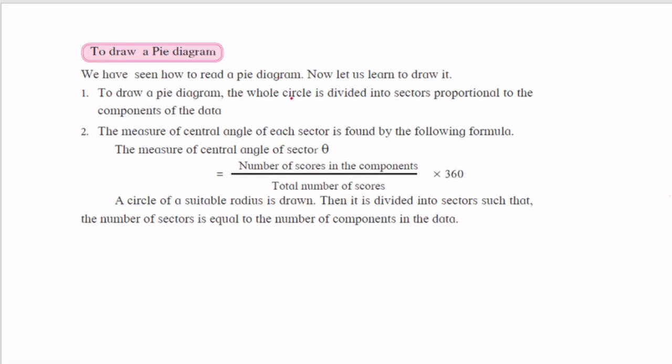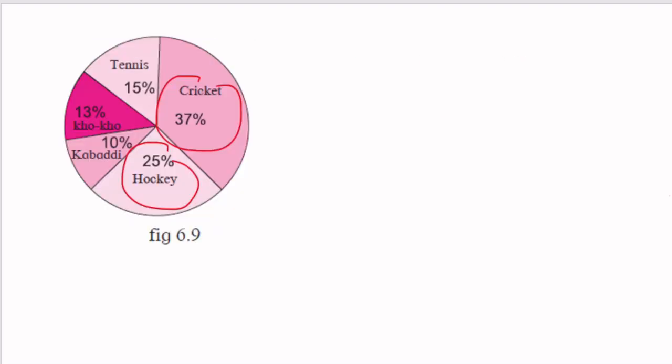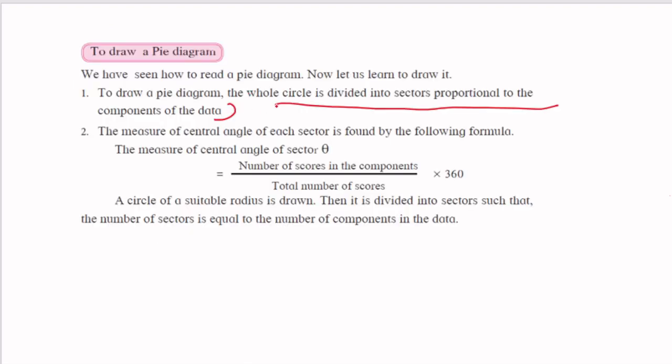First, to draw a pie diagram, the whole circle is divided into sectors proportional to the components. What do you mean by sectors? For example, here in this diagram, how many things are given, right? You have to divide it into sectors. So how many sectors are there? You have to divide first. Then you have to find the angle. Without the angle, you cannot draw a pie.